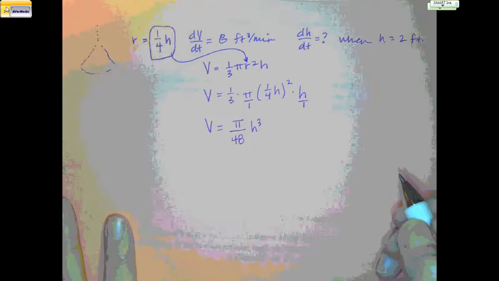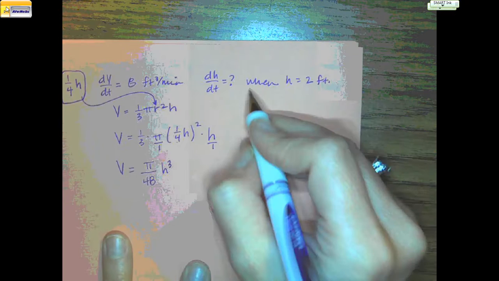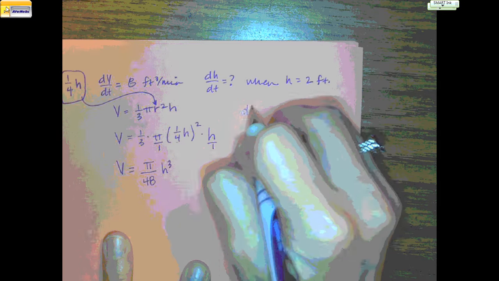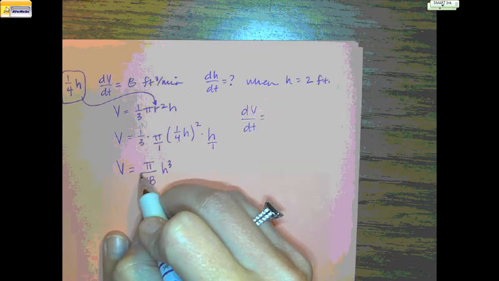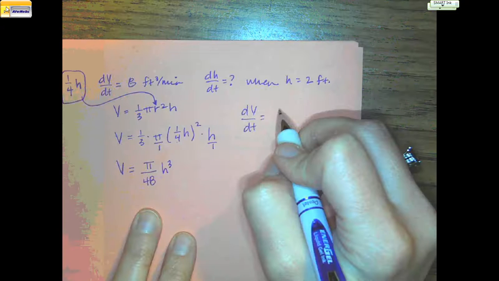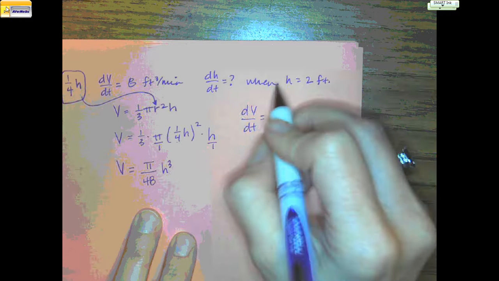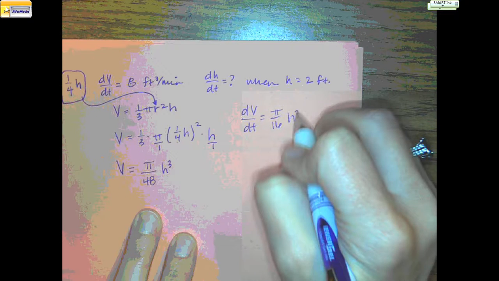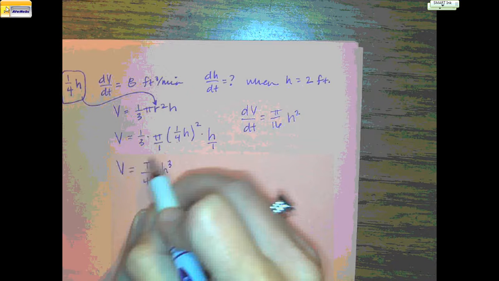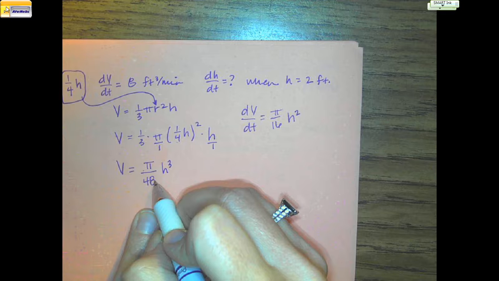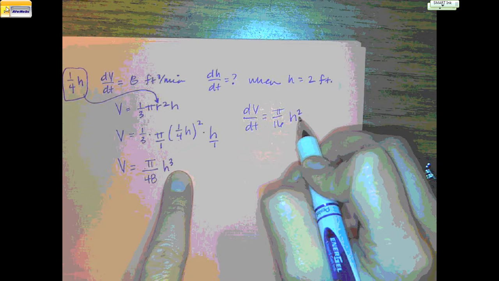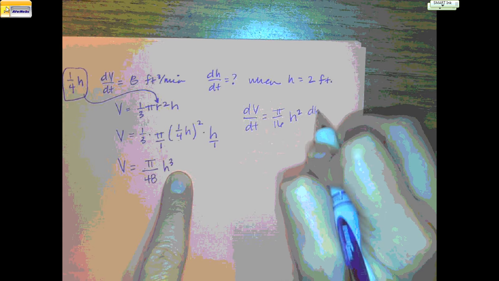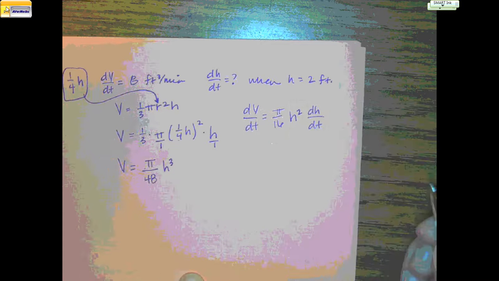Okay, let's take our derivative. So dv over dt equals, I'm going to take 3 times this guy right here. You're going to get 3 pi over 48, which reduces to pi over 16. I'll say that again. 3 over here would be 3 pi over 48, which reduces to pi over 16. This h, we take the exponent down by 1. And now we need the derivative of the inner function, which we don't know, so we say dh over dt.